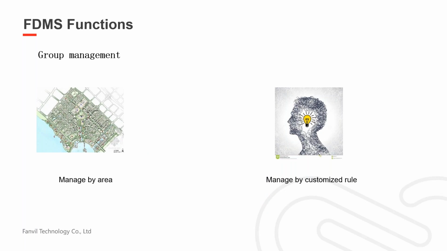FDMS provides central configuration and central maintenance, but we can define different kinds of management for these devices. For example, we can define and manage devices by area. We can also define devices with the same model name as a group. Moreover, we can define different kinds of devices into another customized rule to make centralized management very flexible for maintenance and management.